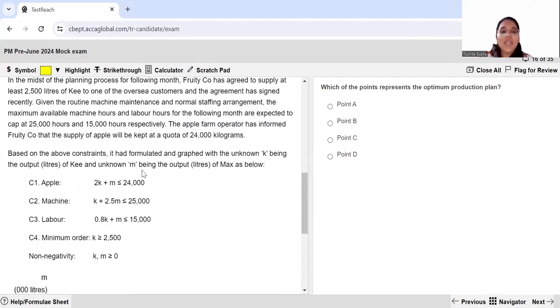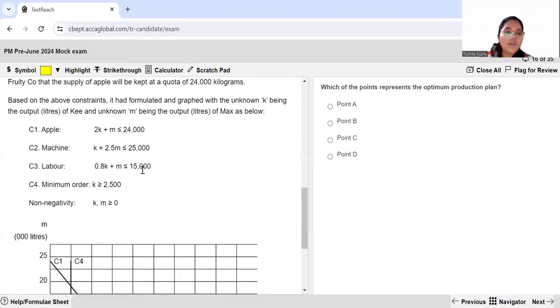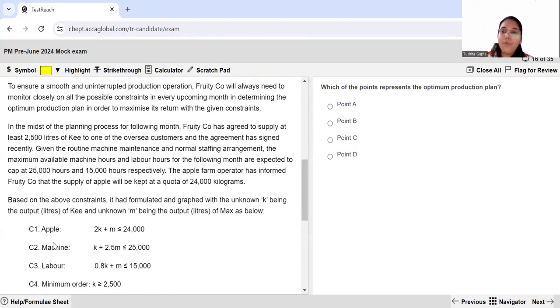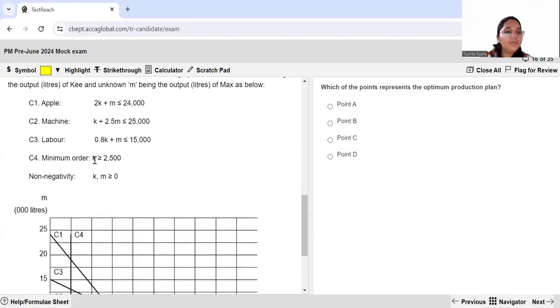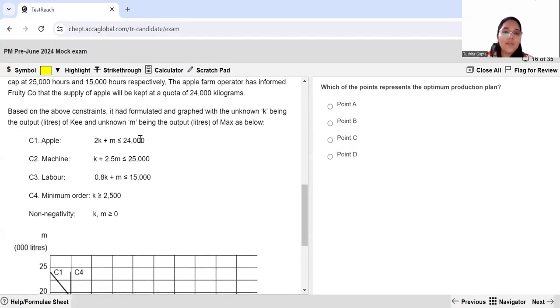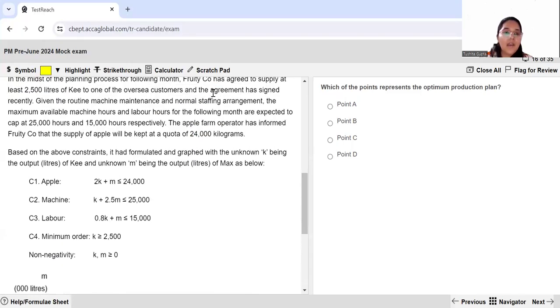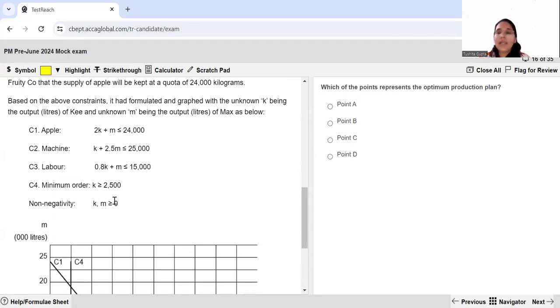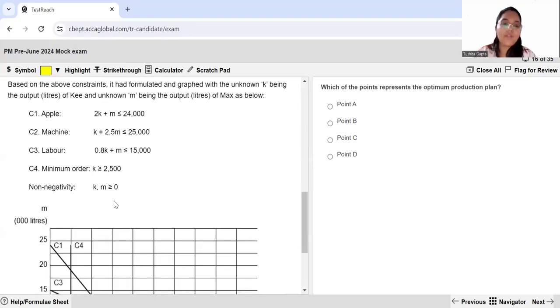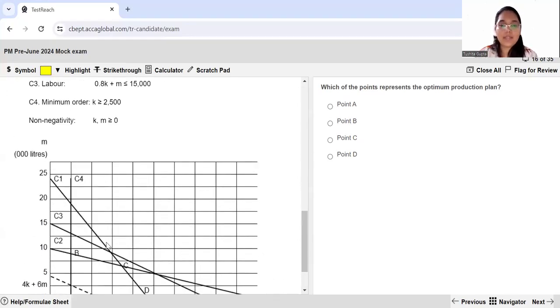of Key and unknown M being the output liters of Max. So all of the constraints which you see over here have been put together into equations, and you have the constraint equations formed for you. These are four constraints. Number one, for the apples, which are 24,000 kilograms. Number two, you will see for the machine hours that you have 25,000. Third, for the labor hours, which is 15,000. And then you have your minimum order, which you have promised to give, 2,500 liters. And then you have the non-negativity constraints that K and M cannot actually be negative because your output cannot be negative. So this is how they have graphed these equations also.